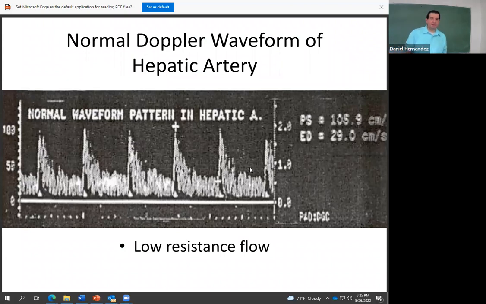So this shows a typical waveform for a hepatic artery. A nice low resistance waveform, nice continuous forward flow, a good amount of diastolic flow.